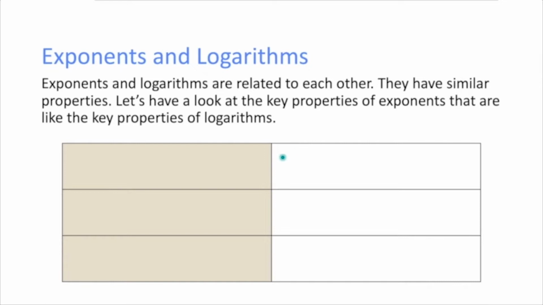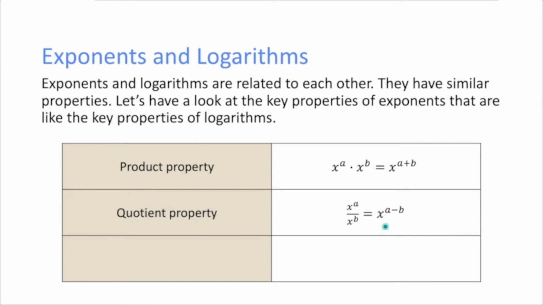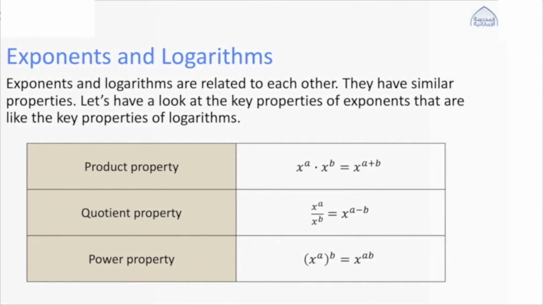The first property that we know of is the product property. When we multiply exponents with the same bases, we add the powers. The second is the quotient property. When we divide exponents with the same base, we subtract the powers. And the last one is the power property. When an exponent is raised to a power, we end up multiplying the powers together.